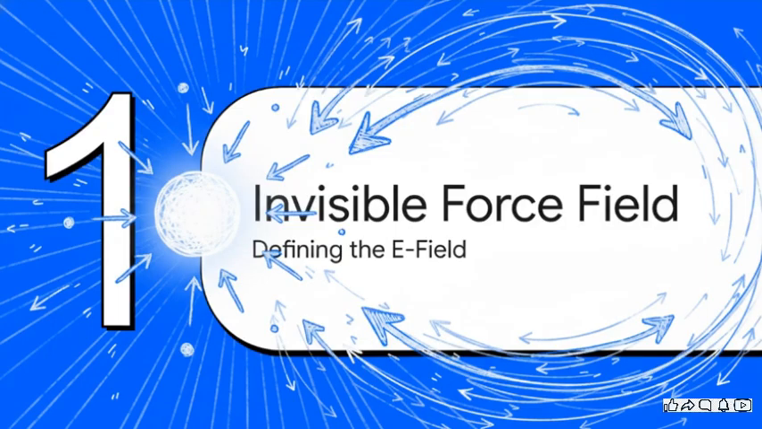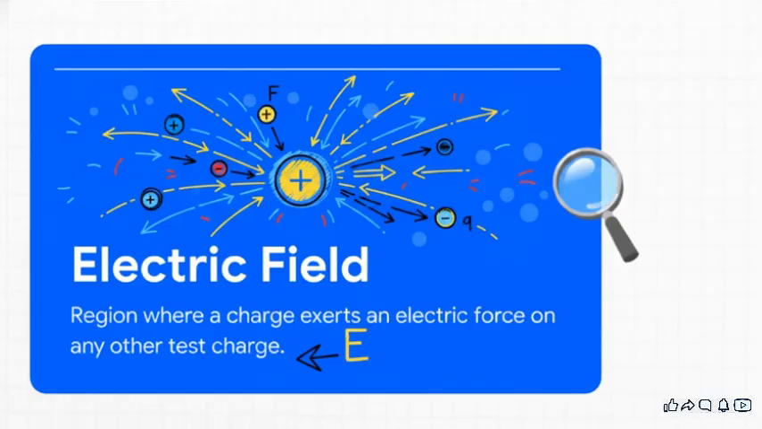All right, section 1, invisible force field, defining the E field. So we need to define this abstract concept that permeates the seemingly empty space around us. Basically, an electric field is the region surrounding electric charge where that charge exerts an electric force on any other test charge you place inside it. Mathematically, scientists represent this as E equals F over Q. Put simply, the electric field is essentially just a measure of force per unit of charge.